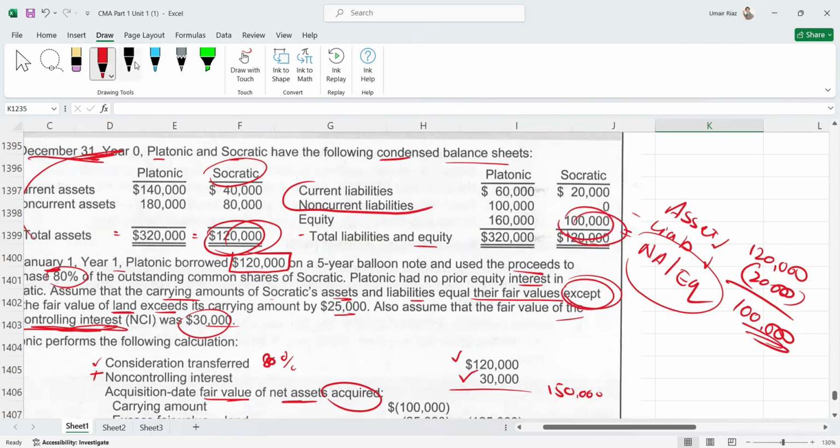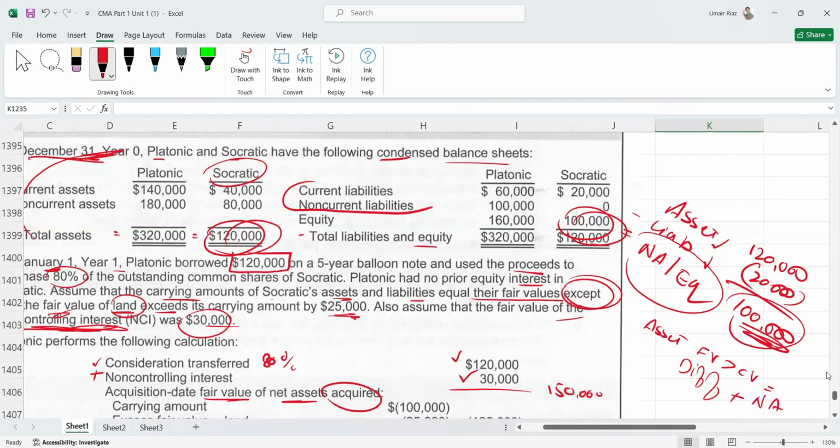But now there is an adjustment. Net asset is 100,000. Net asset of the acquiree I have to take. Now there is an adjustment. He told you there is a land. Land is your asset. Land's fair value exceeds the carrying amount by 25,000. It means, as I told you, whenever assets are there and their fair value is greater than carrying value, the difference will be added to the net asset value.